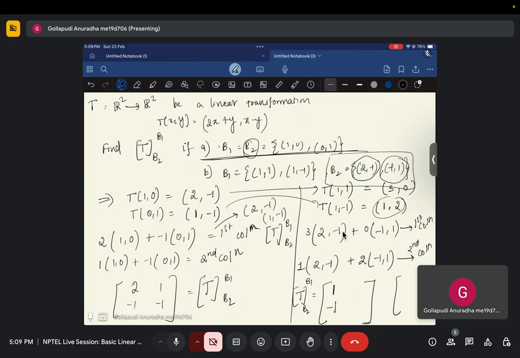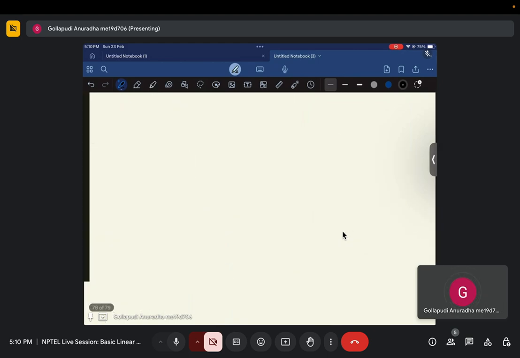Yeah, I think we are getting the same answer, like (1, -1), the first column. Second column is also (1, -1). Okay, we'll check this and get back to this in the next class.